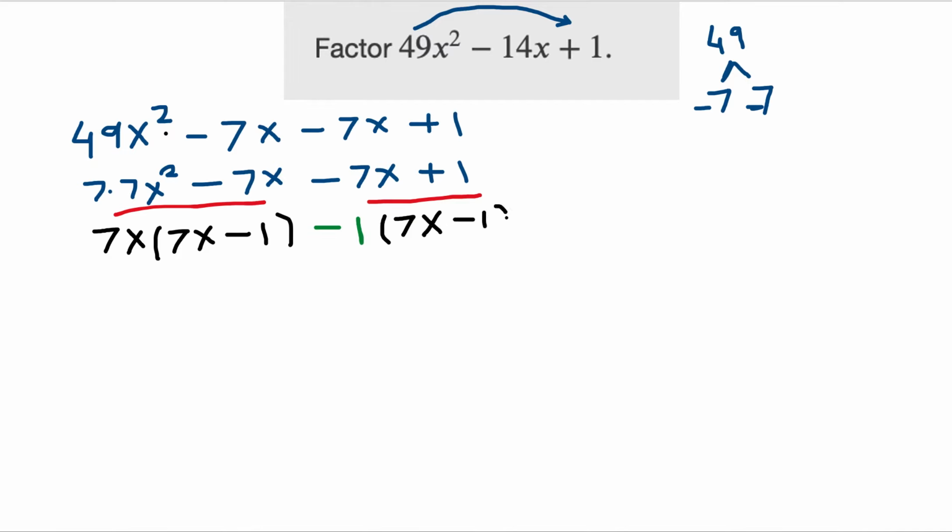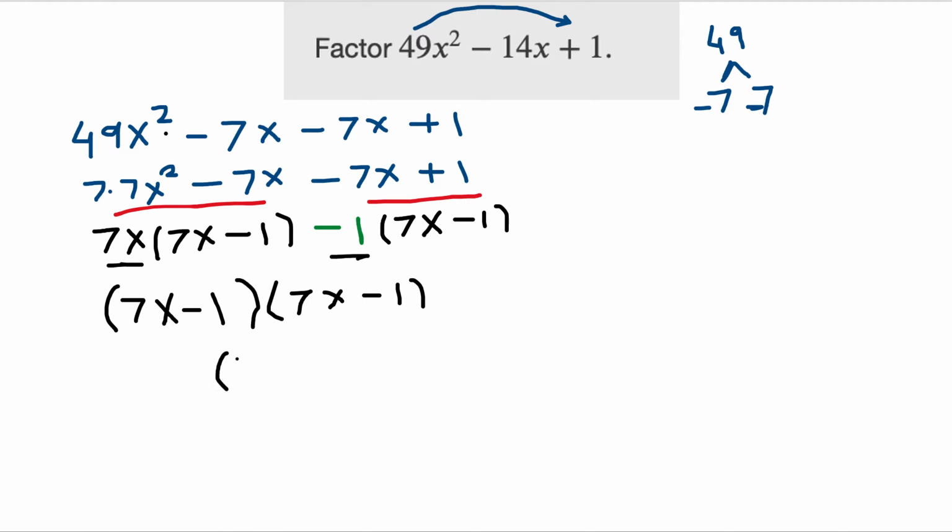As we see here, on both sides, 7x minus 1 is a common factor, and we can write 7x minus 1 on this side. And on the other side, we are looking at what remains inside. So what remains here is 7x, and here is minus 1. So it's 7x minus 1. So what do we have here? We have the same term. 7x minus 1 times 7x minus 1 is 7x minus 1 squared. So this is a perfect square binomial.